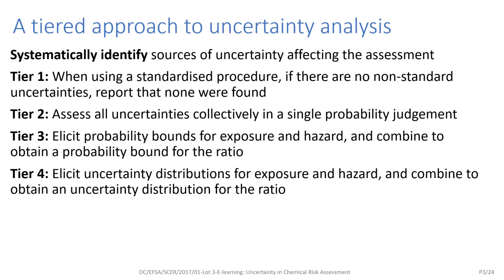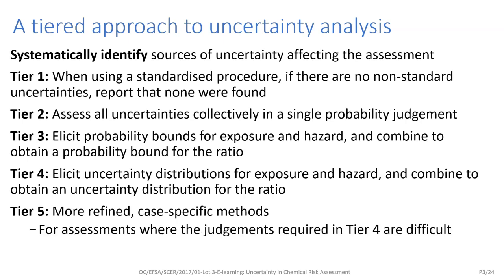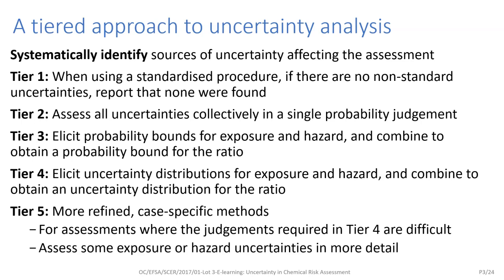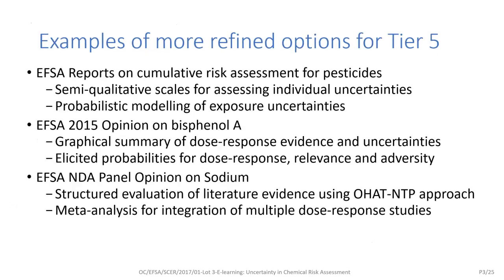I've not discussed uncertainty analysis for genotoxicity, but that can also be addressed using the methods in Tiers 1 to 4. I will show you the tiers again at the end of this presentation, but first I will talk very briefly about Tier 5, where a large range of more refined case-specific methods are available. These are useful for complex or highly uncertain assessments where the judgments required in Tier 4 are difficult, and they work by assessing some exposure or hazard uncertainties separately in more detail before combining them with the other uncertainties.